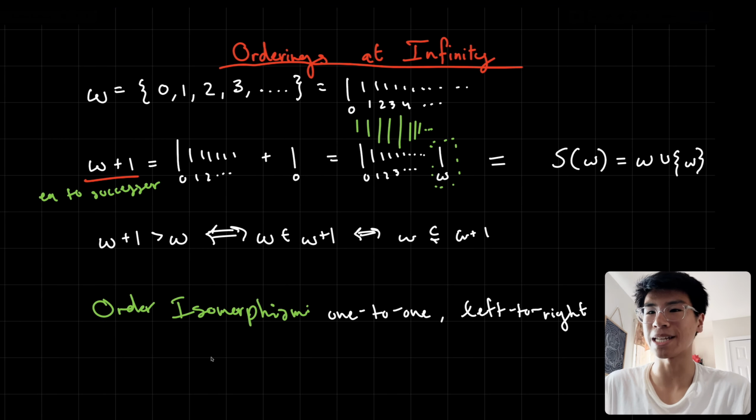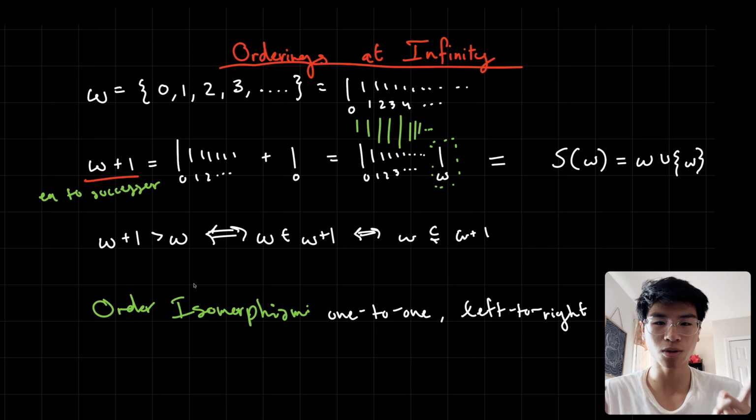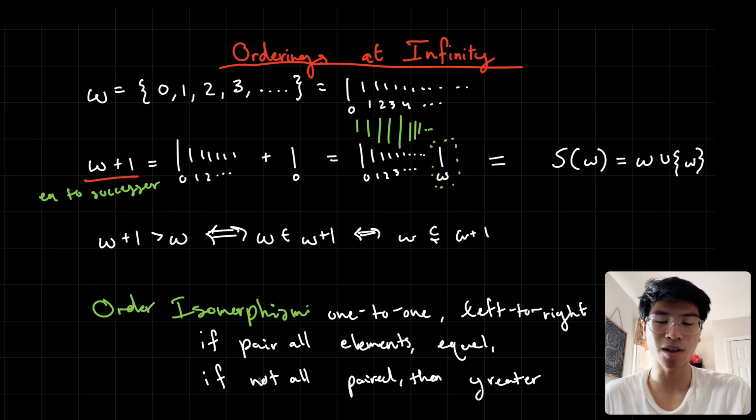Essentially, this tells us the order that ordinal numbers should come in. If we have an order isomorphism which uses up all the elements, then we know that those two ordinal numbers are equal to each other. However, if not all the elements of one of the ordinals is paired, then that ordinal is greater than the other one. So in this case, omega plus 1 is going to be greater than omega.